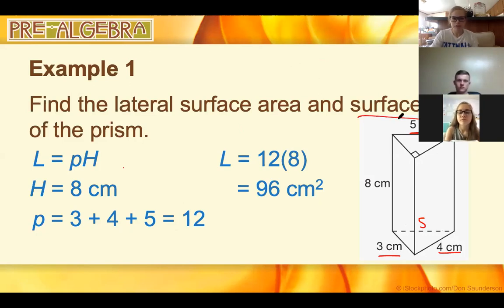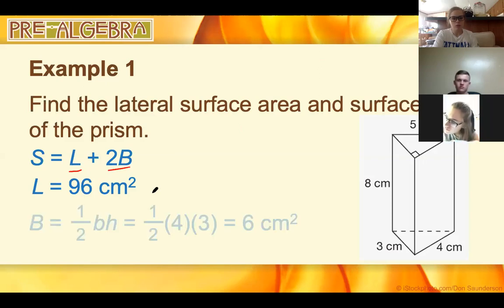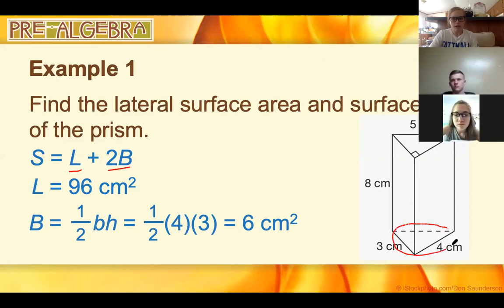Now let's find the surface area of the prism. Remember, surface area of a prism is equal to the lateral surface area plus 2 times the base. We found that L was already 96 square centimeters. So now we just need to find the area of the base. So it's a triangle, correct?